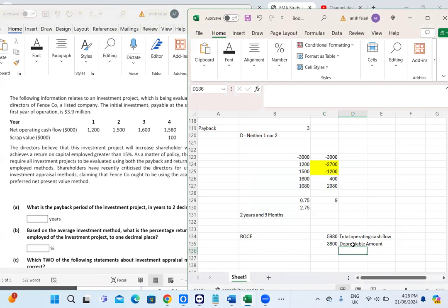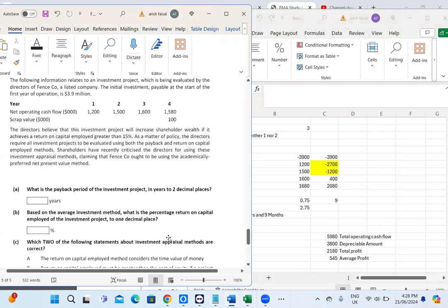So if you want to find out your total profit, you simply need to deduct the depreciable amount from the operating cash flows. And if you divide it by 4, you will get your average profit, which is 545,000. That's my average profit.